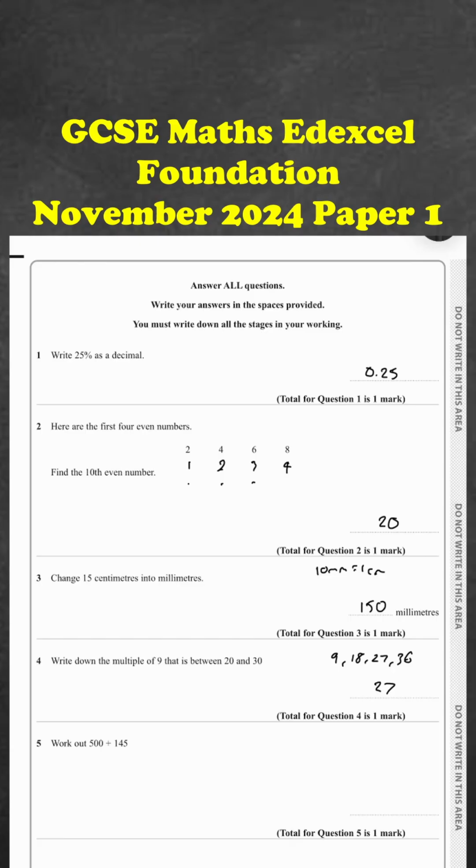Question number 5. Work out 500 plus 145. 500 plus 100 is 600. 600 plus 40 is 640, and 640 plus 5 is 645.